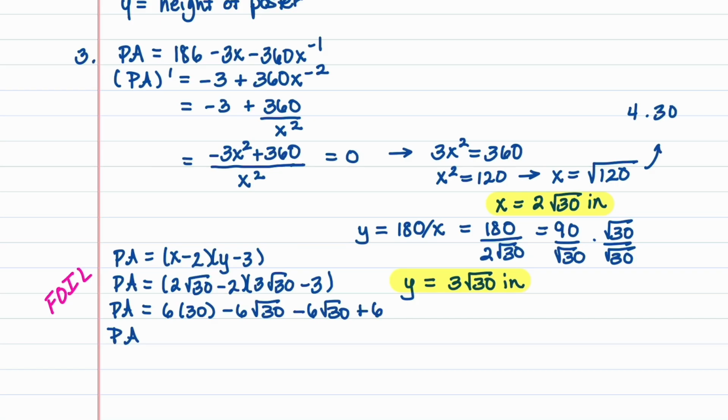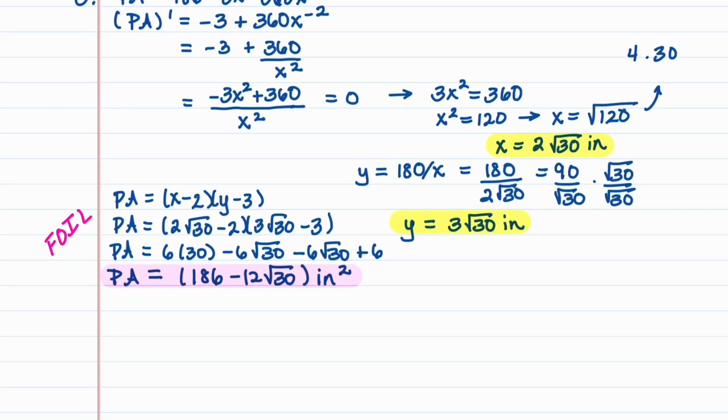So our printed area is 180 plus 6. So that is 186 minus 12 root 30, not a nice answer, inches squared. And we'll go ahead and highlight that. Now, it might feel that we're done, but we're not quite done yet. What we have to do now is we have to justify if the answer that we just got is a maximum. Let's go ahead and look back up here.